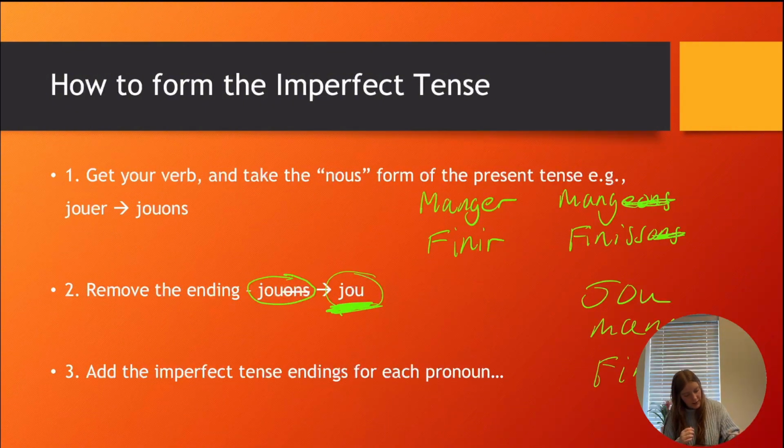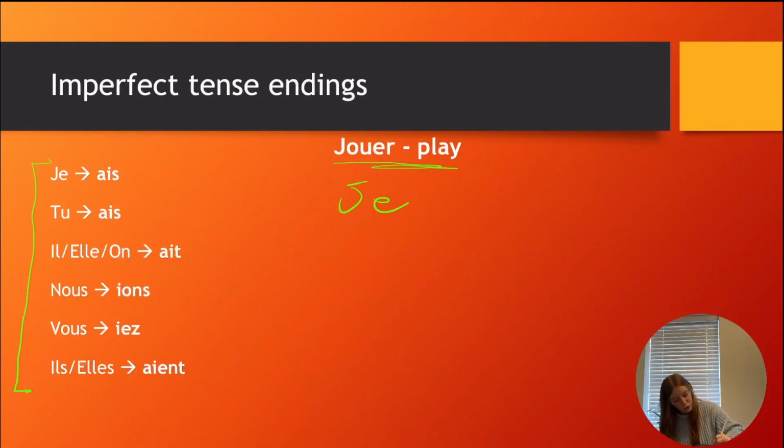We've got this here. So we're going to use our stem, so je joue. And then, what is the ending for je? It's A-I-S. So just add this, so je jouais, okay? And then for the tu form, we've got our stem, joue, and we add the ending, it's the same, we add AS. Okay, that's quite nice and easy.